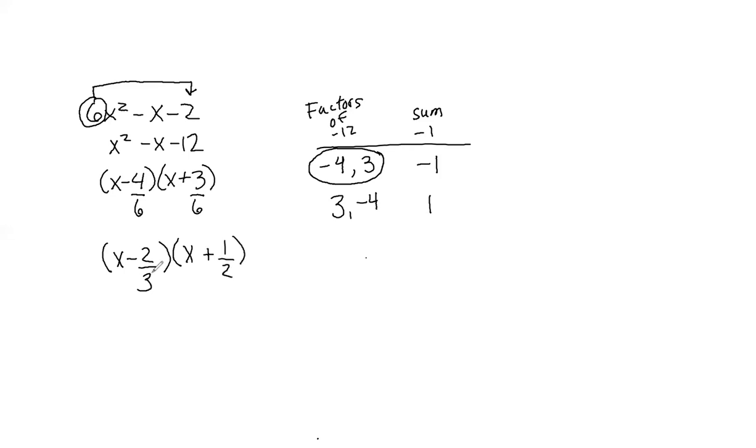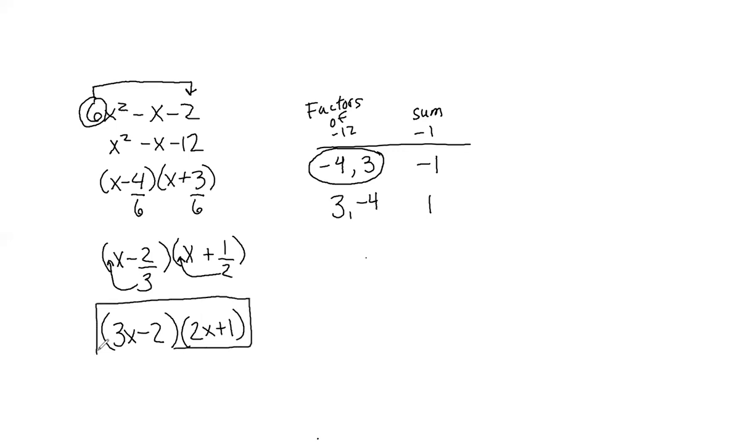After my fractions are simplified as much as possible, the last step is to take any remaining denominators, and they both have denominators, and move them in front of their x's. So this becomes 3x minus 2, just the numerator, and this becomes 2x plus 1. And that's it. That is factored. Let's do another example. Let me click clear, all my drawings. Okay. Another example.